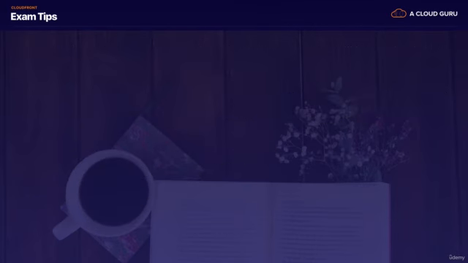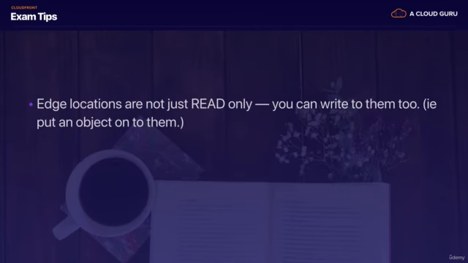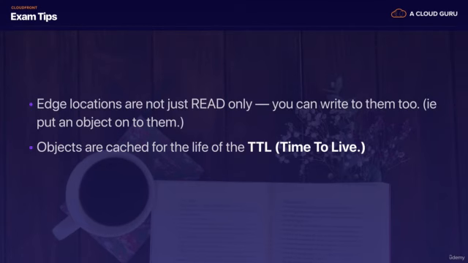And then finally, you should also remember that edge locations are not just read-only. You can write to them too, i.e. you can put objects to them. We did that in the last lecture when we were using transfer acceleration. Objects are going to be cached for the time to live, the TTL value. And we'll look at how we can configure that in the next lecture.